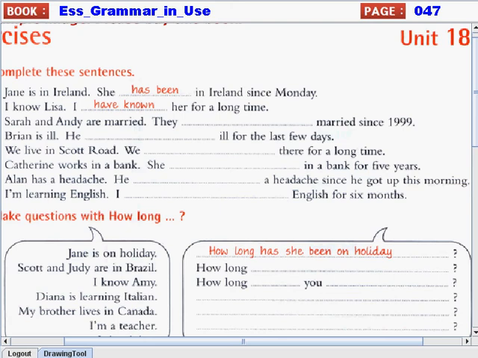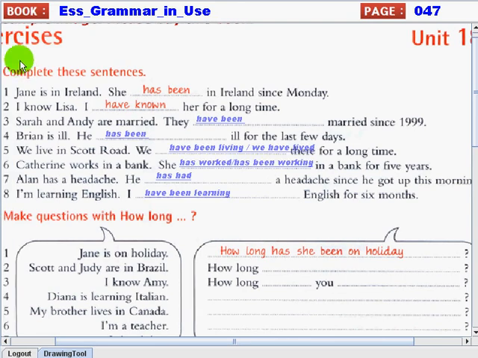Okay? Let's now check all your answers. Let's check number 3. Sarah and Andy are married. They have been married since 1999. This is a present perfect sentence, right? Brian is ill. He has been ill for the last few days. Present perfect sentence too. We live in Scott Road. We have been living there for a long time.